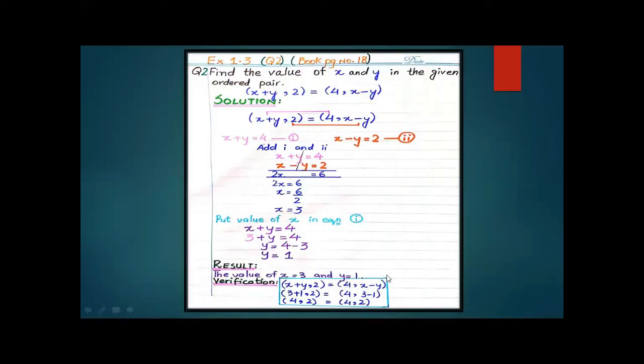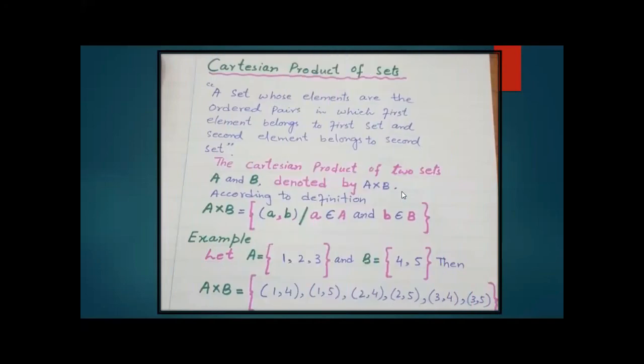Now some of the students requested me to repeat what is the Cartesian product. The Cartesian product of two sets is A cross B. It is denoted by A cross B or A multiplied by B. Now look at this example. Let set A contain elements 1, 2, 3 and set B contain 4, 5. One of the students asked me what this comma shows. Beta, this comma is used for separating the elements or separating the ordered pairs.